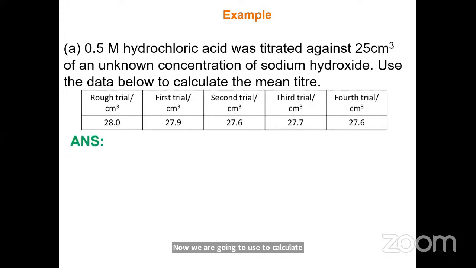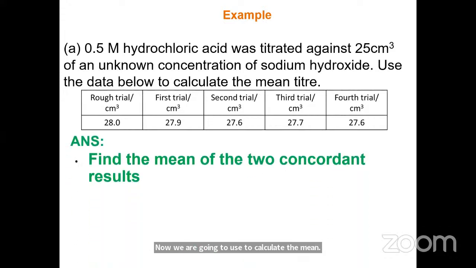What do we mean by the concordant value? Concordant values in titrimetry means that those two values do not differ by more than plus or minus 0.2. The difference between the two values that you are going to use to calculate your titer should not be more than plus or minus 0.2.